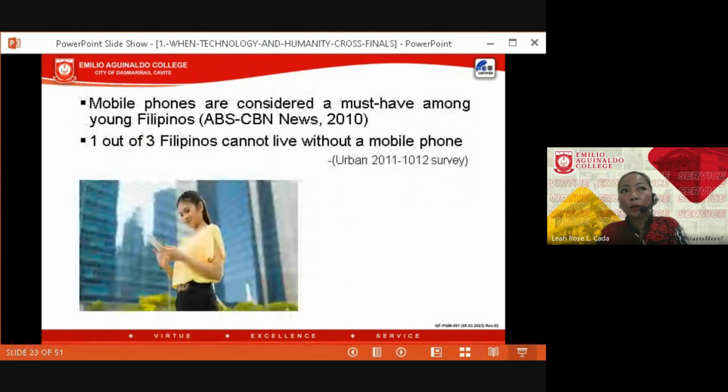Okay, mobile phones are also considered a must-have among young Filipinos in 2010. And 1 out of 3 Filipinos cannot live without a mobile phone. And this was in 2010. Okay, so how much more 24 years later? Pag naiwan ang cellphone, uuwian, babalikan. Pag nawala ang cellphone, wala na. Parang buong buhay mo nag-crumble down na. Parang ganun na idea.